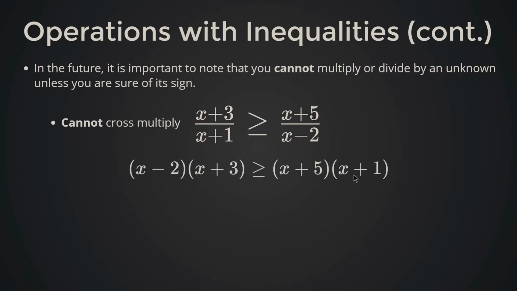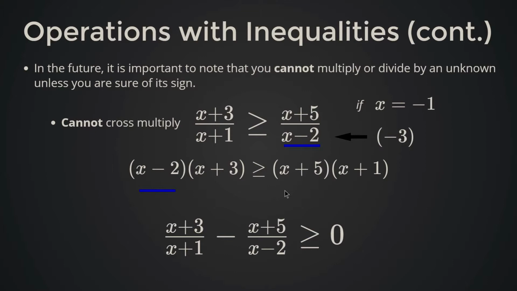Let's say x was negative 1. This term right here, underlined in blue, would be negative 3. Since you cross multiplied, you just multiplied by a negative number and would need to flip the sign. But since you do not know whether these four variable terms in this inequality are positive or negative, we do not know whether to flip the sign or not. It's because of this that we need to move all the terms to one side by subtracting, which you should know by now will not cause any problems.